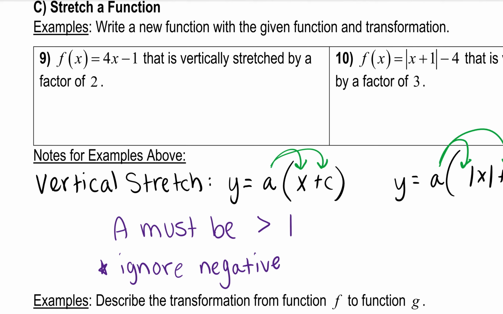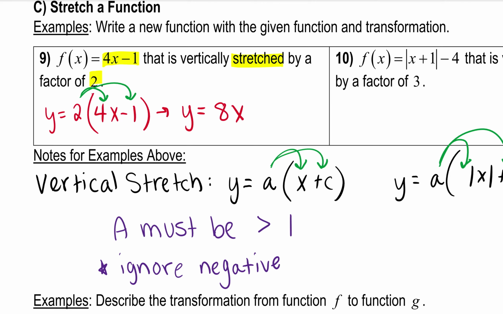So let's look at number 9. I have a function, 4x minus 1. It's vertically stretched by a factor of 2. So whatever your factor is, that's what you multiply by. So I'm going to do y equals, so I throw that 2, that factor, in front, parentheses, and then write my entire function, 4x minus 1. From here, I just distribute my 2, and I have my answer. y equals 8x minus 2. And I'm done. Pretty simple.